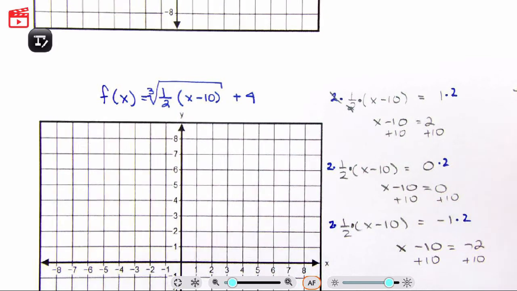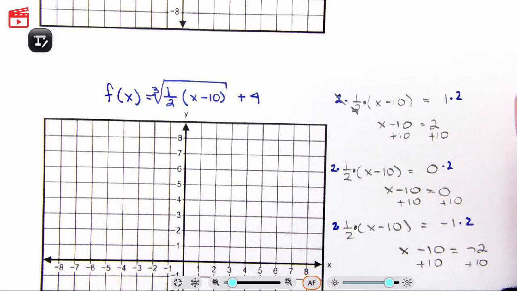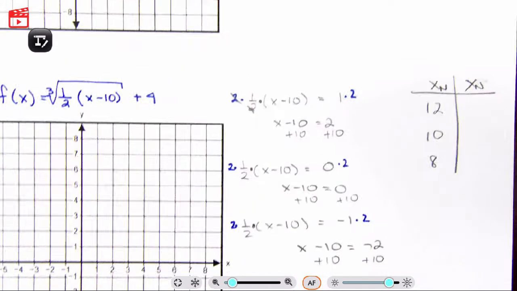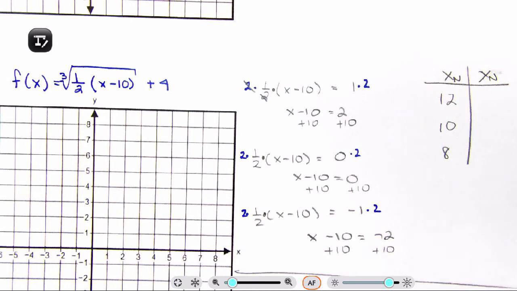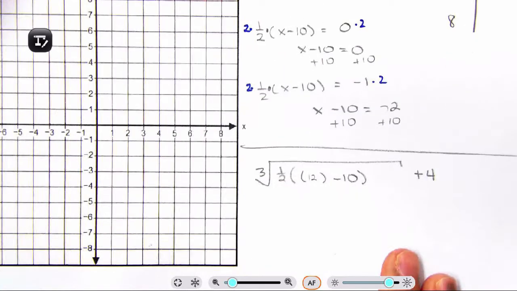Oops, that should be a 1. So what do I have here? I have a 12, I have a 10, and I have an 8. Then I'm going to take each of those. Oh, you guys can't see that. I apologize. I'm going to take each of those and plug it into my equation. I'm going to take the cube root of 1/2 times x minus 10, plus 4 is on the outside. So in here, I'm going to do 12 first. Then I'm going to do 10. Then I'm going to do 8.